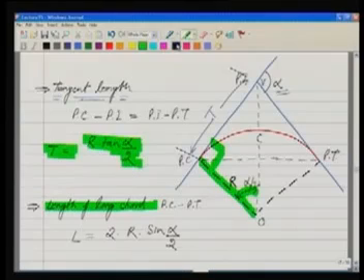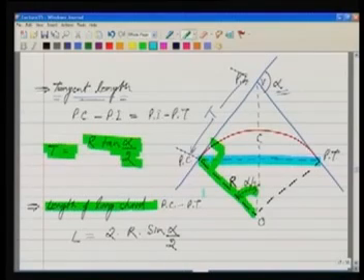Length of long chord is, as per the definition, starting from the point of curve to the point of tangent. And of course you can also compute this as L is 2R sine alpha by 2. This is the length of long chord.